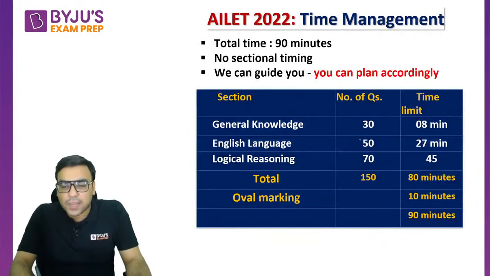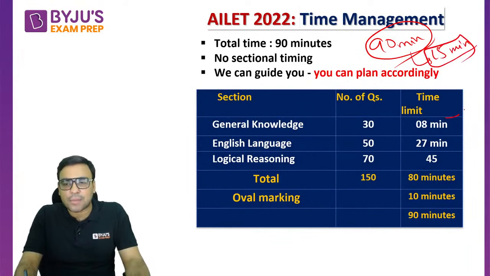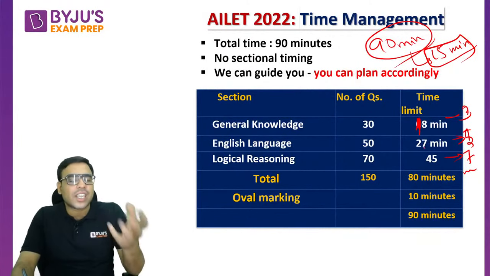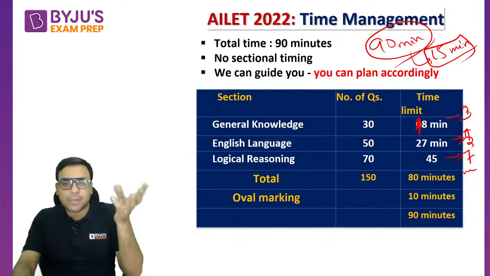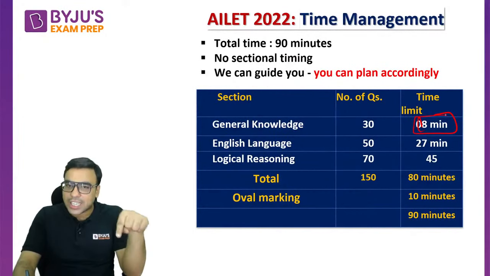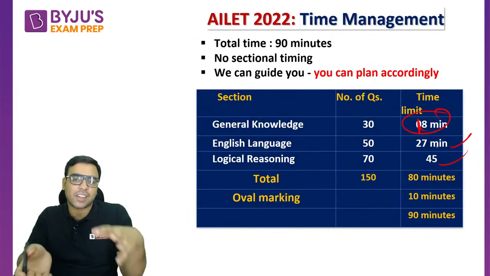Yes, correct. So you can have a plan like this: 27 plus 18 plus 45, that is 90 minutes. Suppose bubbling takes at least 15 minutes. So subtract 2-3 minutes from the 18, 5-7 minutes from here, and 5-7 minutes from here. Then you are left with, you can say, 15 minutes, so you also have to do the bubbling in 15 minutes. If you count it separately, it is like this. Otherwise, when we say 18 minutes, we are saying you have to attempt it and fill the OMR too, so 18 minutes here, 27 minutes here, and 45 minutes here. We are saying that you have to bubble in the same time.